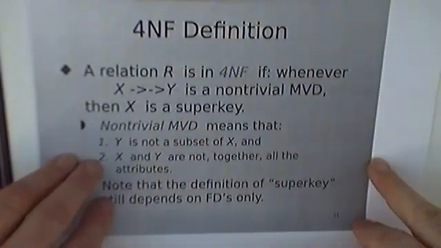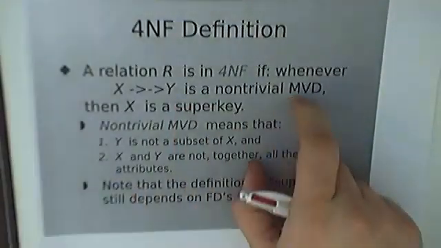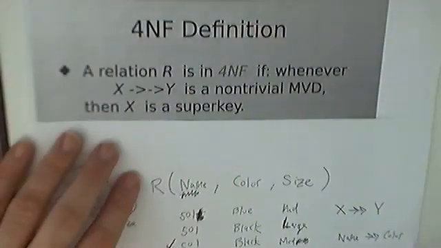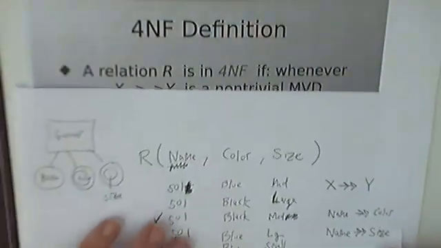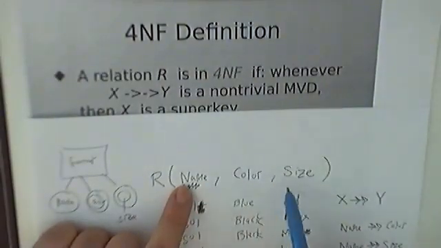What this means then is the following. All right. So whenever X→→Y is non-trivial, okay. So let's get back to this right here. When we look at this right here, let's look at this guy right here. Is this guy in fourth normal form?